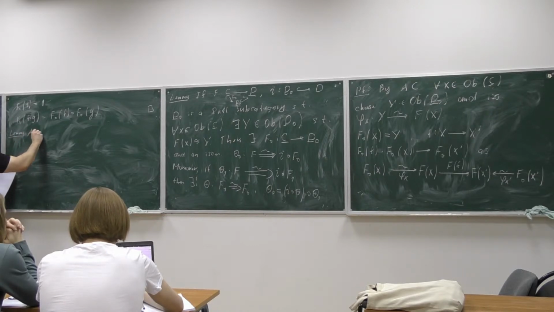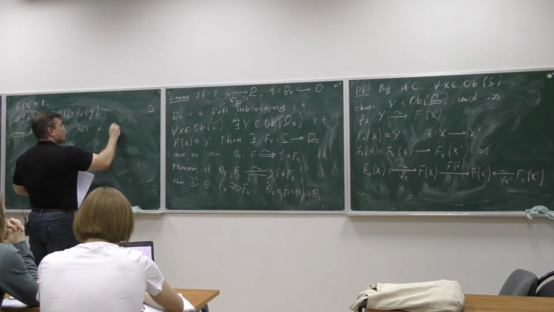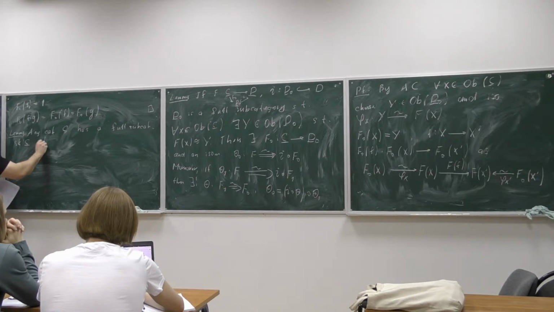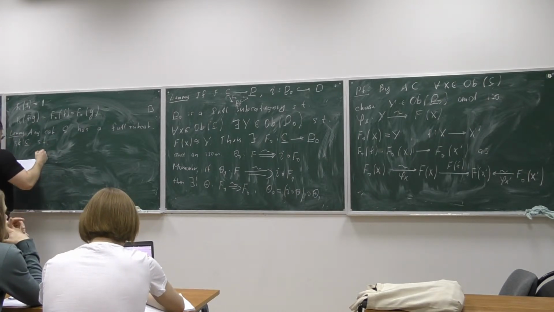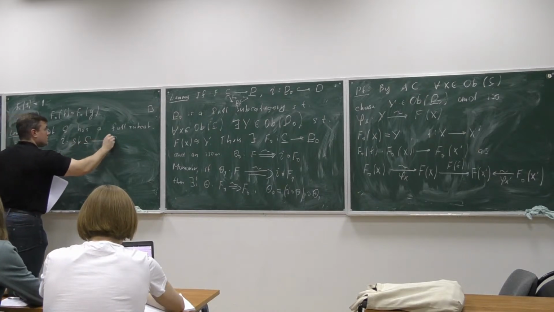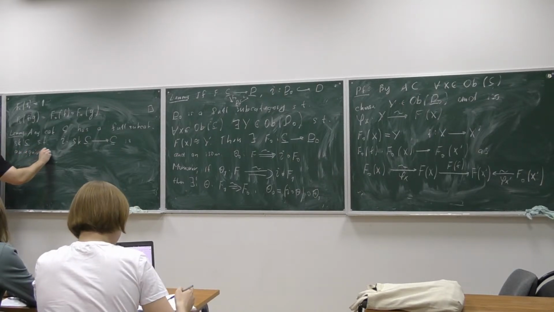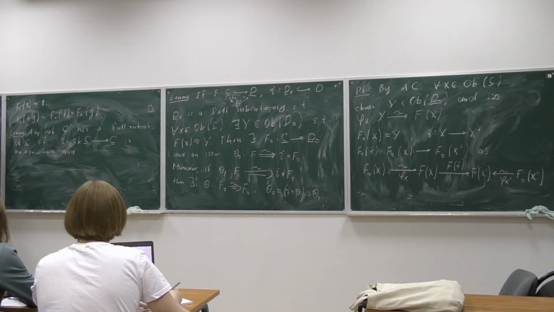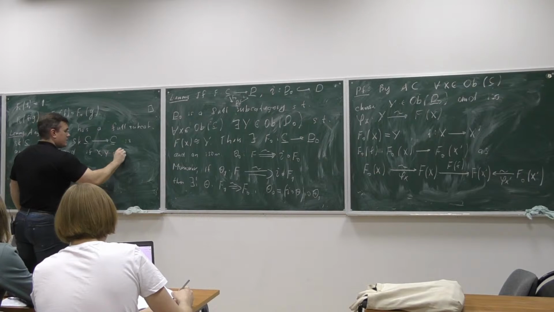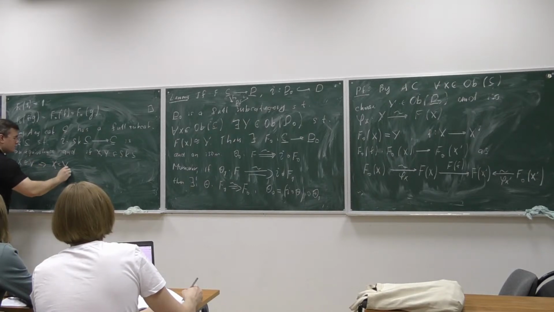Okay, so any category C has a full subcategory Sk of C such that, first of all, the embedding of the Sk of C into the C is an equivalence, and the second property is that if you have x and y in the Sk of C and x is isomorphic to y, then x is equal to y.